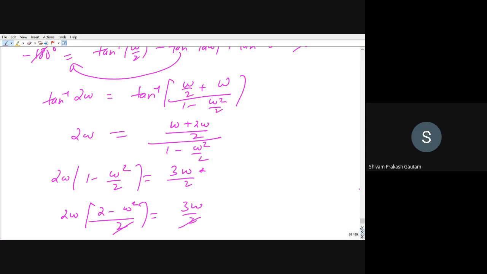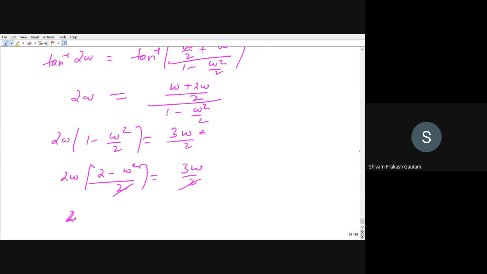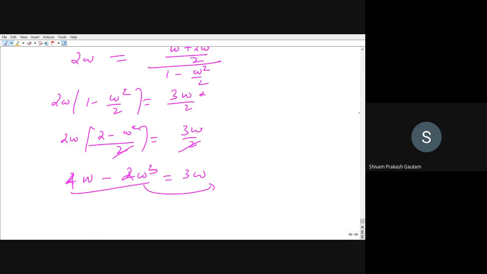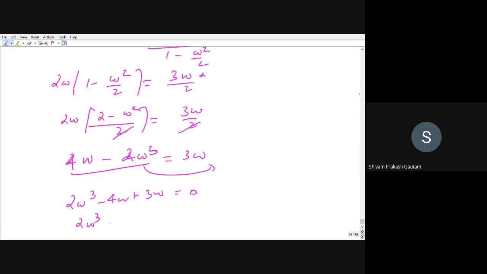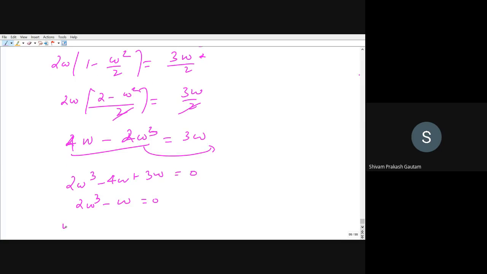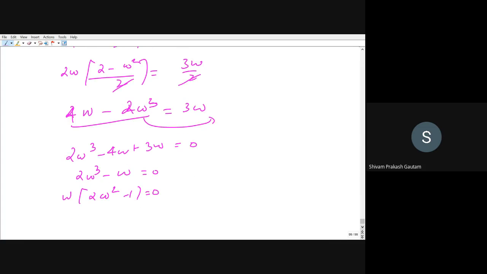2 will cancel. So this will be 4 omega minus 2 omega cube will be equal to 3 omega. You can bring this term to the right hand side. So this will be 2 omega cube minus 4 omega plus 3 omega is equal to 0. This will be 2 omega cube minus omega equal to 0. Take omega common, so this will be omega times 2 omega square minus 1 equal to 0. So omega is equal to 0 is our first frequency.